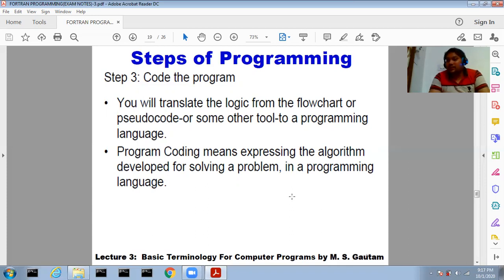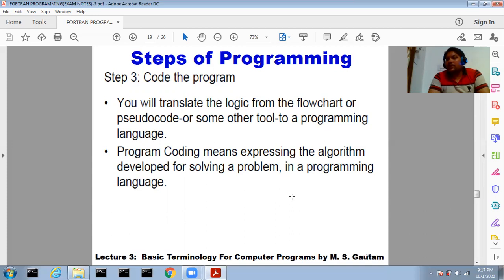You can use C language, you can use C++, you can use Fortran. So it is conversion of our flowchart or pseudocode into a more familiar computer language or machine language, that is, a programming language. So conversion or translation of our problem into machine language, or developing a code or source code, that is the third step.